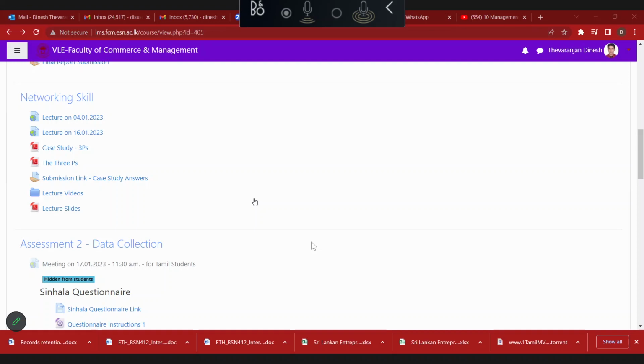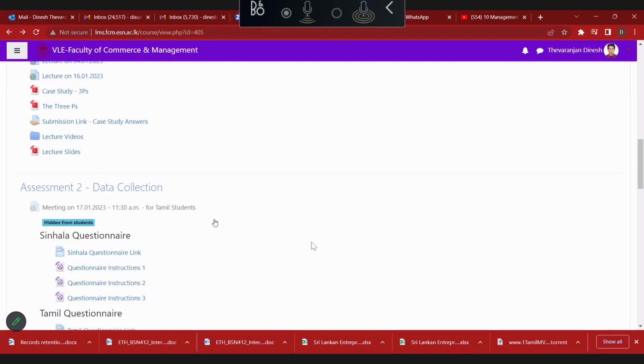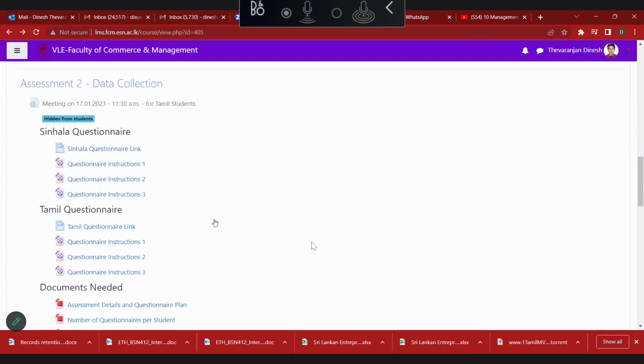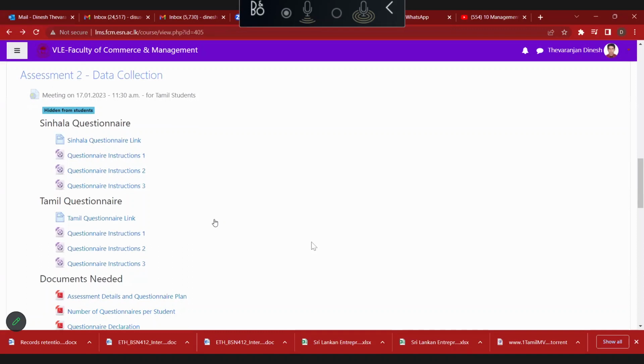Okay, then data collection assessment. I am now checking the data collection sheets. So I will give the marks after checking whether you have done correct work.